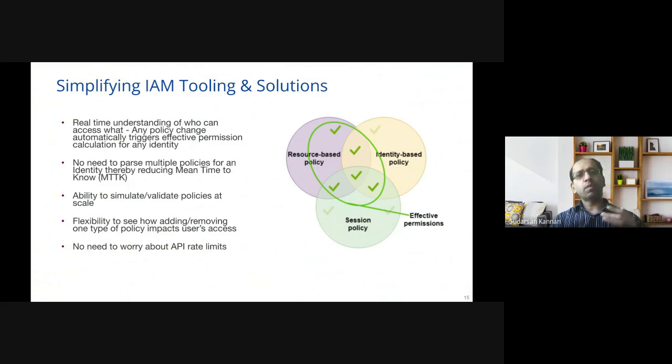And then also we provide the flexibility to mix and match different types of policies. So let's say I don't want to apply SCPs, or I don't want to apply permission boundary. Tell me, how does that access look like? So we provide that flexibility and make sure that you have all the answers in a single place so that you can go about making your life much easier. That's what we are trying to do here.